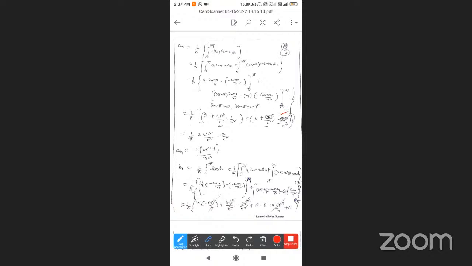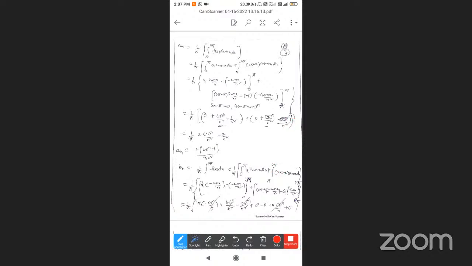So we apply the upper limits and the lower limits, and simplify that. What is the simplified value? It is 2 into (minus 1) whole power n minus 1 by pi n square. This is the value of a n.